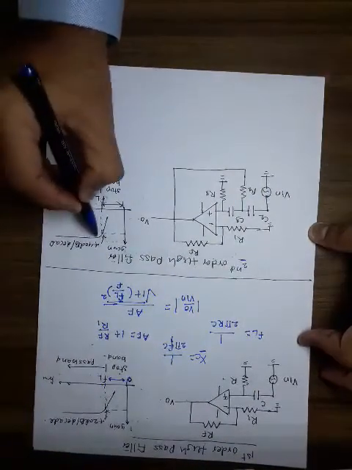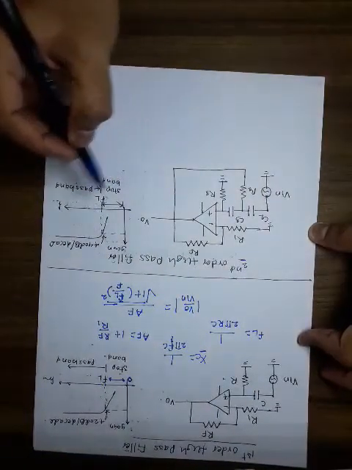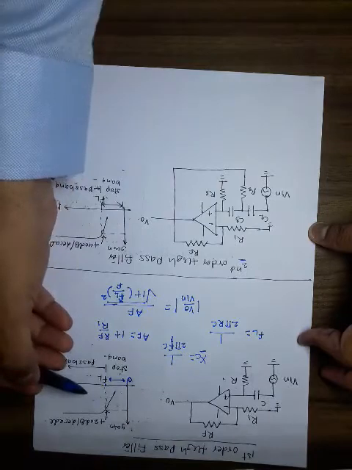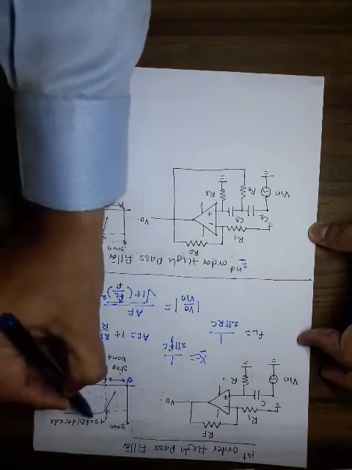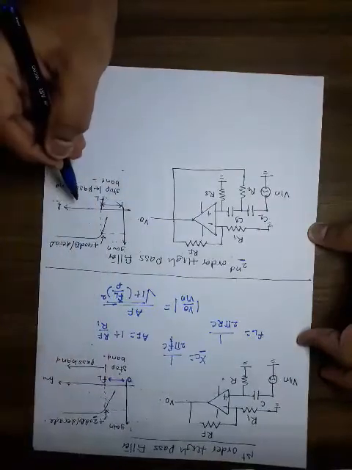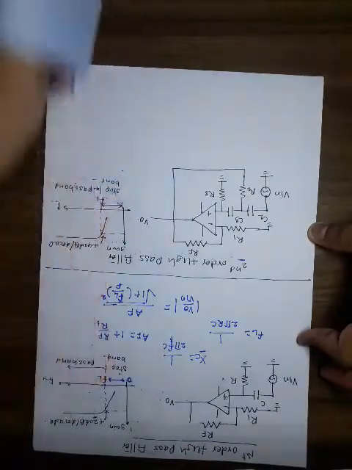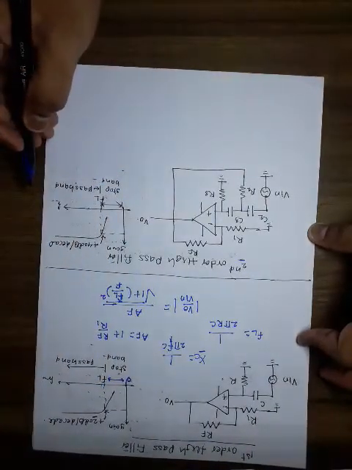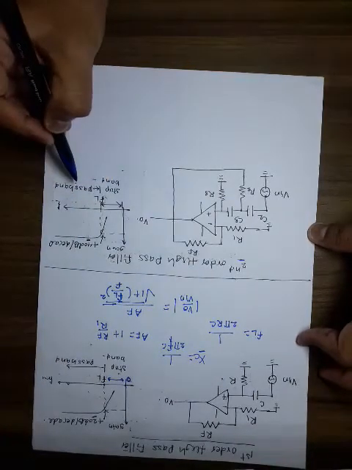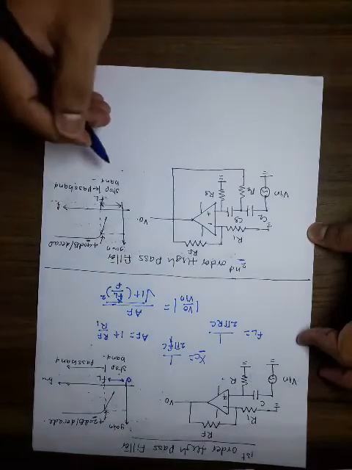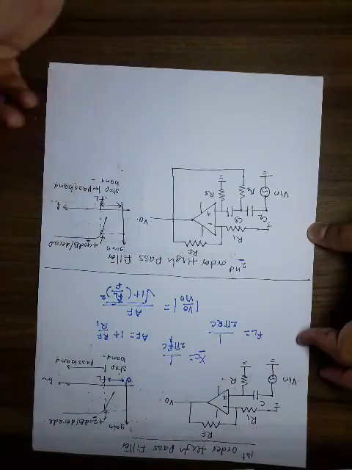This is the frequency response of second order filter. The difference between the frequency response of first order filter and second order filter is, in first order filter, the roll off rate is plus 20 dB per decade, while in second order this is 40 dB per decade. So as we increase the order of the filters, the roll off rate increases.